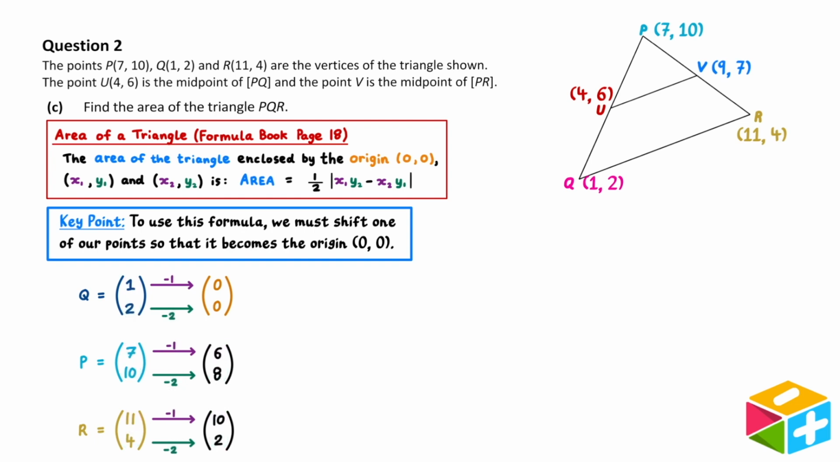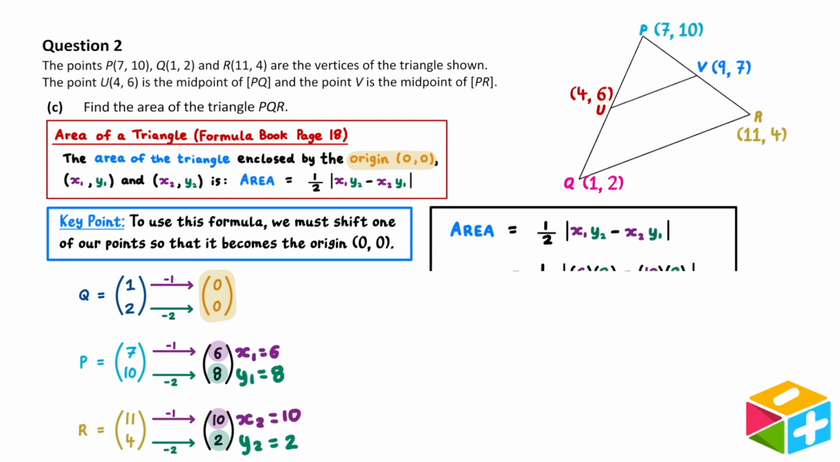We've now gotten ourselves into a position where we can use the area of a triangle formula. We've translated Q so that it becomes the origin 0, 0. The next point, 6, 8, gets labelled with x1, y1. And our other point, 10, 2, gets labelled with x2, y2. From here, it's a matter of subbing into our formula and performing the calculations.